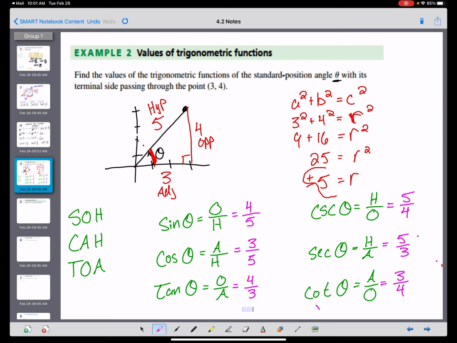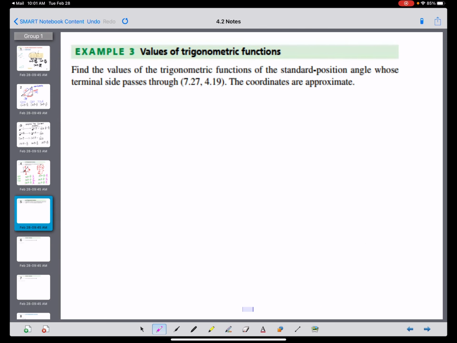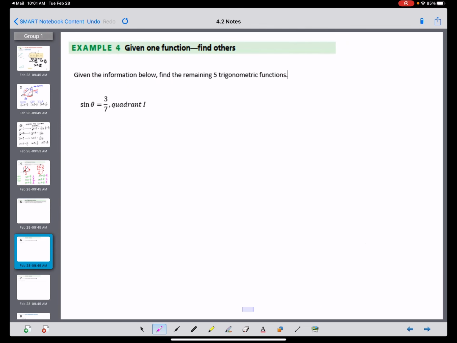We're done. Here's my answer. The sine of that is that. Cosine of that is this, right? Got my answers. Got all 6 of them. Boom. All right, that's finding the values of the trig functions. Same thing here, just with decimals.